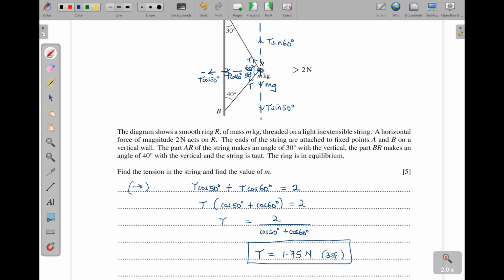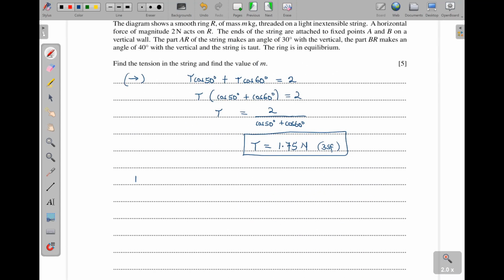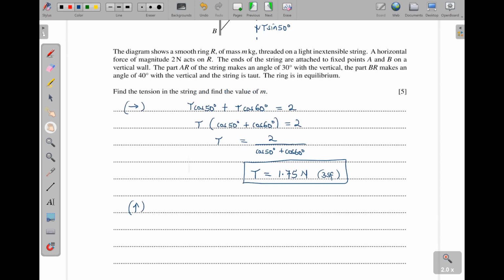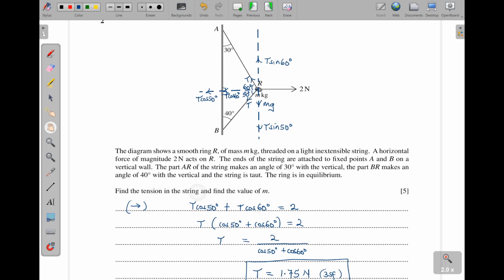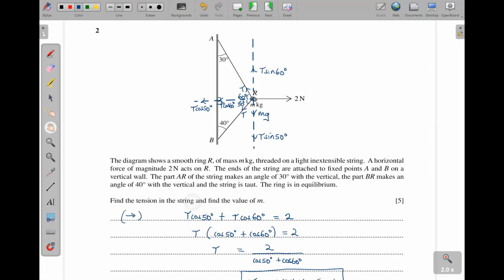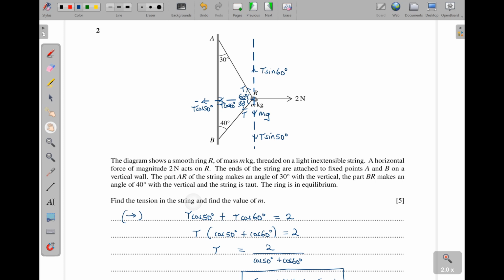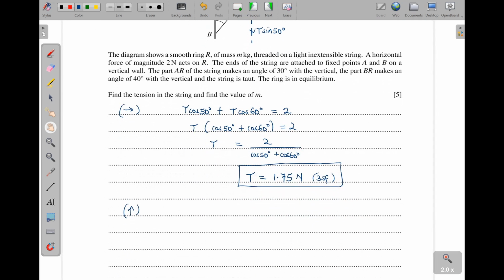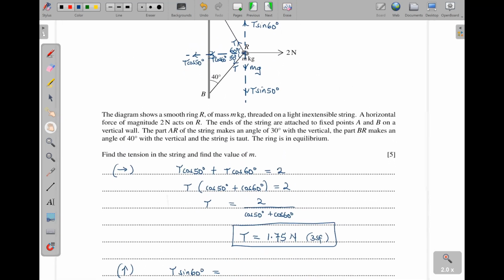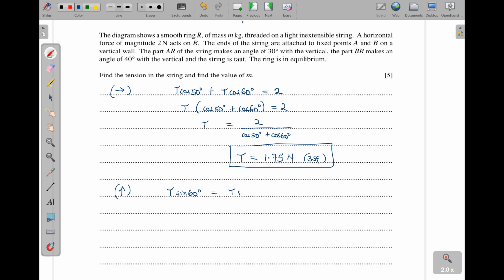Just like that. And then let's go to the vertical forces. So resolving the forces vertically, what do we have? The ones going down, we have mg and T sine 50. And the one going up, we are having only T sine 60. Okay, so T sine 60 is equal to what is going down, T sine 50 degrees and mg. Remember m is m, and then the g is 10. So already we have gotten the T.